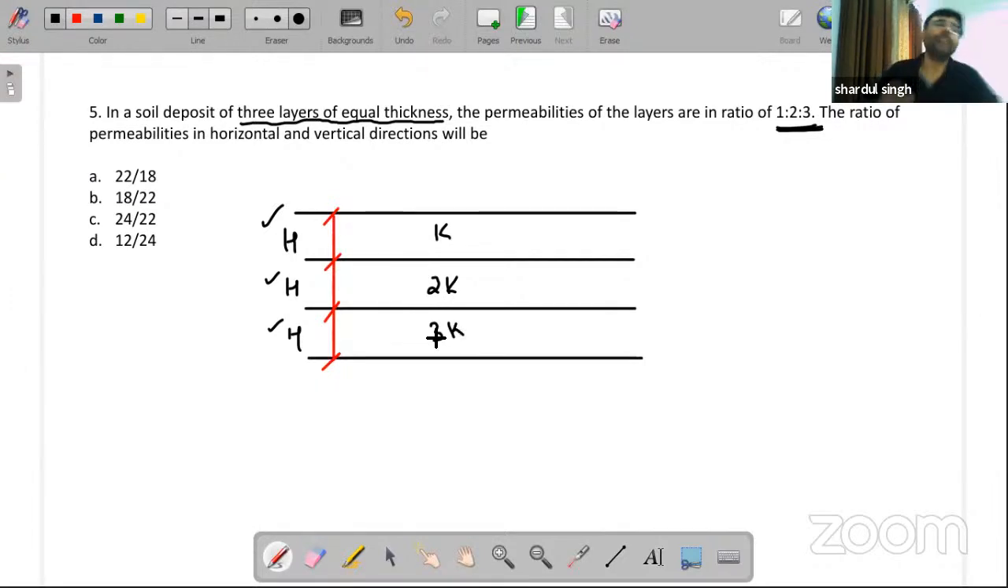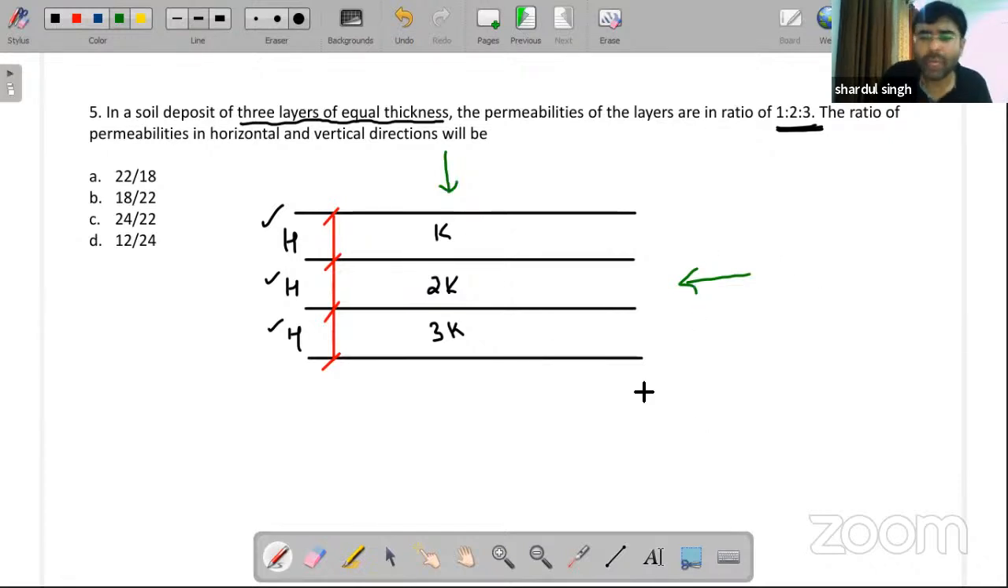Now, while studying Darcy's law, we studied that water flows through the soil due to the property of permeability. If the soil has permeability, only then can water pass through it. This is the basic meaning of permeability: the property of a soil which allows the passage of water through it. The water may flow in the horizontal direction or in the vertical direction.